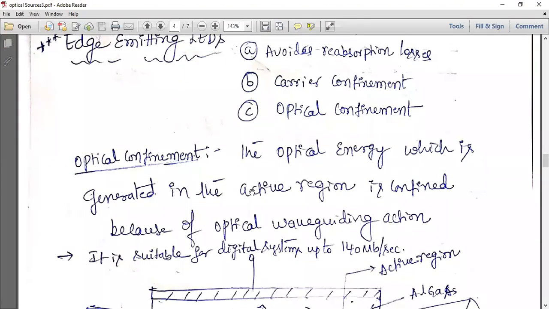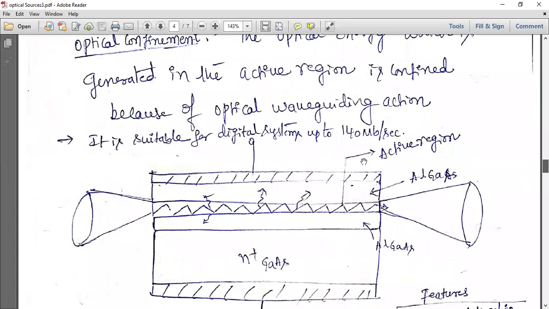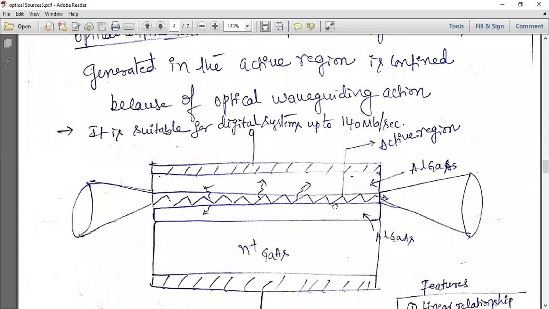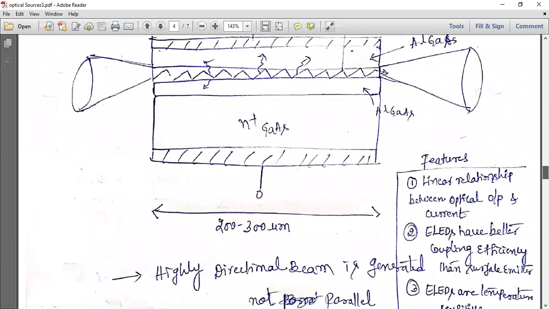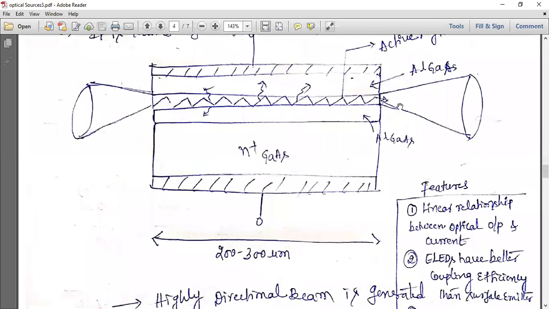The optical energy generated in the active region is confined because of the optical waveguiding action. It is suitable for digital systems up to 140 megabits per second. It is normally used for optical fiber communication because the light is generated very linearly. There is a linear relationship, and a highly directional beam is generated. Highly directional beams are not used for display.